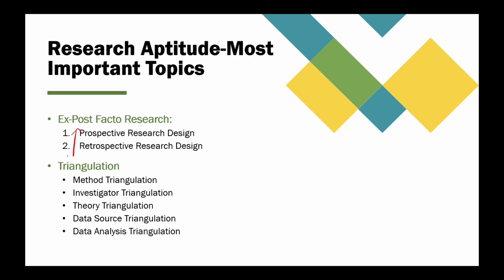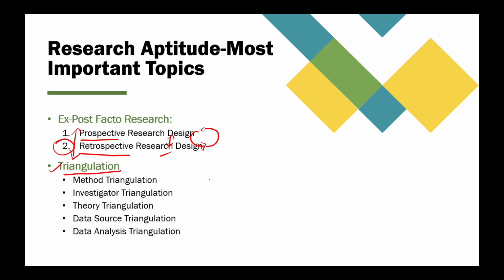There are two types of research designs: prospective and retrospective. Retrospective is very, very important. They give statement 1 and statement 2 and they reverse or exchange the definitions of these two research designs. And we have the triangulation method.